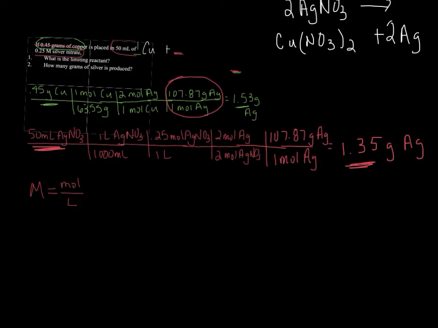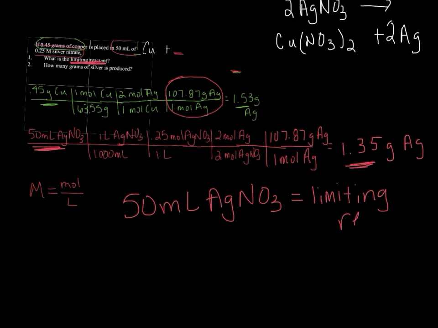Now, back to the first question. What is the limiting reactant? The limiting reactant here would be the one reactant that produces less silver, which would be the 50 milliliters of silver nitrate. So this is equal to your limiting reactant. Now, by doing the work to find the limiting reactant, I actually found my answer to the second question. How many grams of silver can be produced? Well, we're going to be limited to producing 1.35 grams of silver.